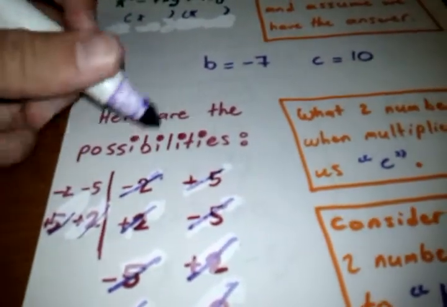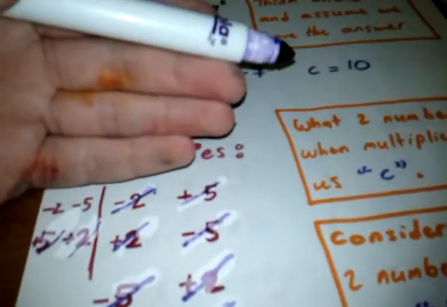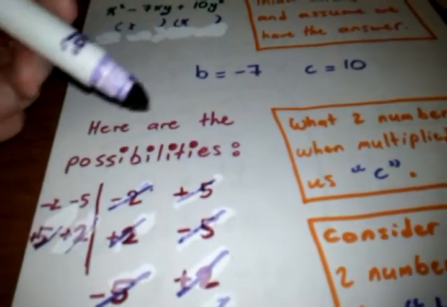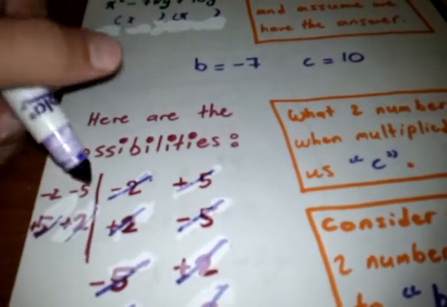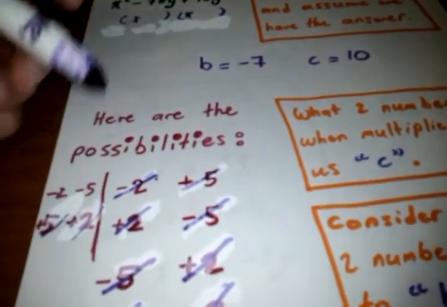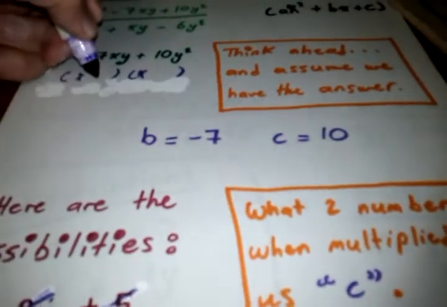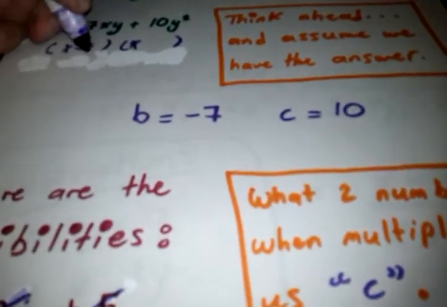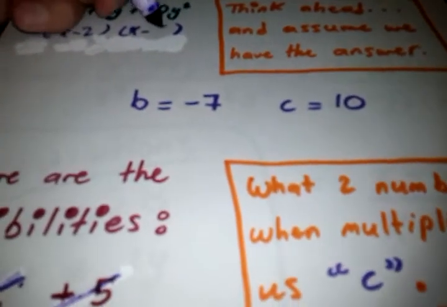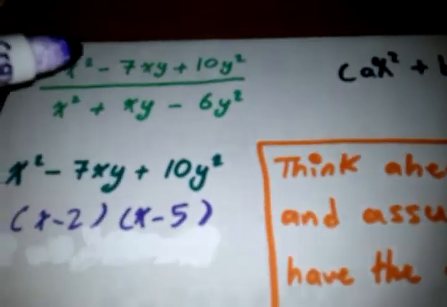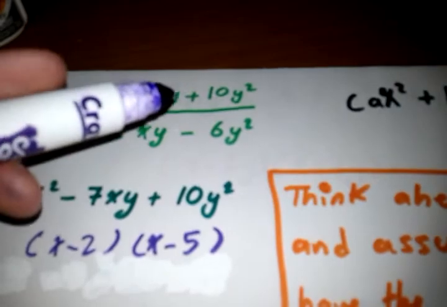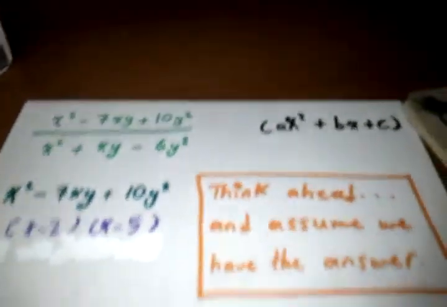Now negative 2 and negative 5 actually does give us 10. That's good. And when we add them together, they give us negative 7. So we're going to use negative 2 and negative 5. So x minus 2, x minus 5. That's how we factorize x squared minus 7xy plus 10y squared.